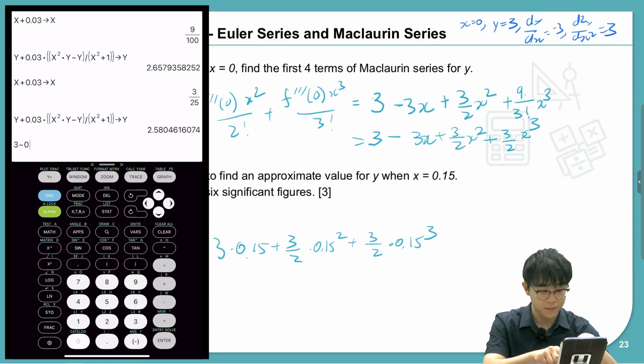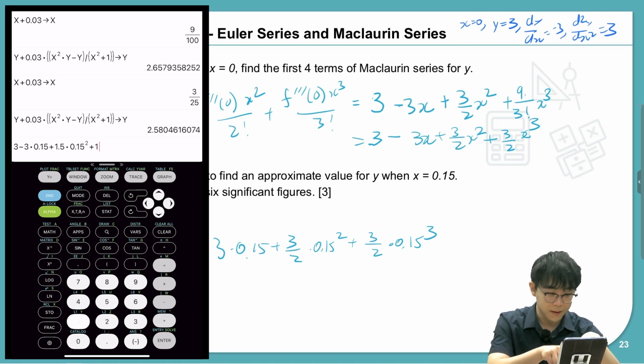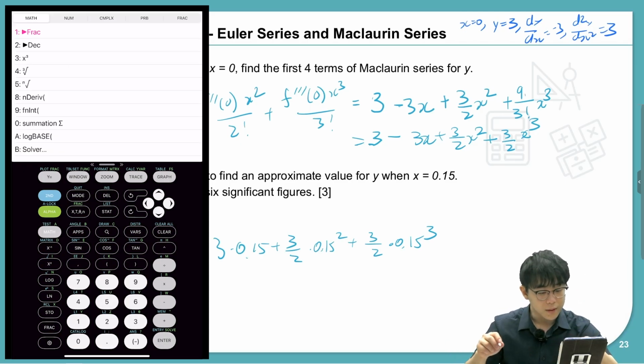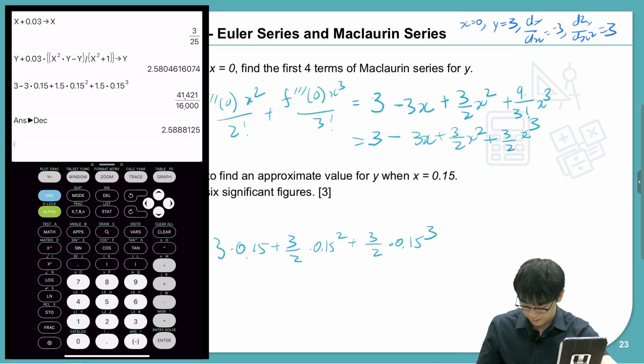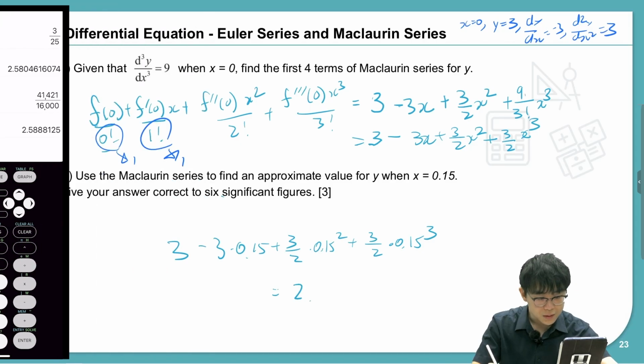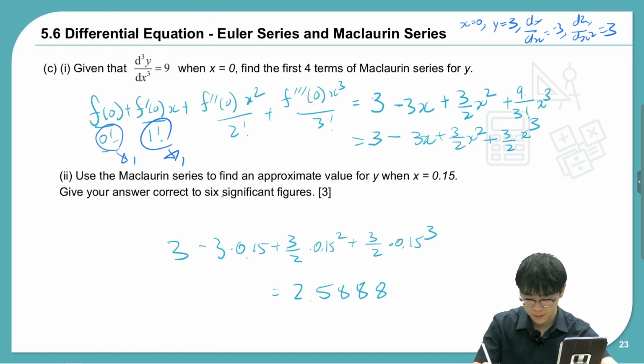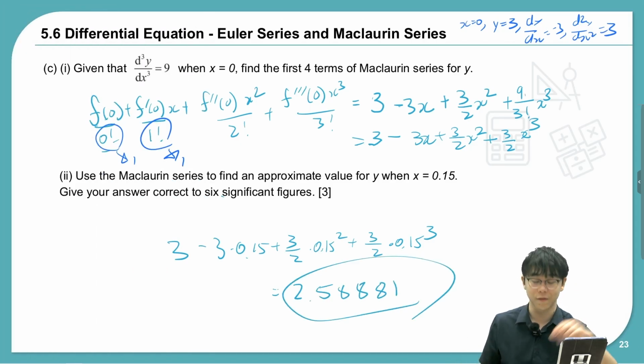3 minus 3 times 0.15 plus 1.5 times 0.15 squared plus 1.5 times 0.15 cubed. So if we convert that to decimals, that's going to be 2.588125. And we want 6 significant figures, so 2.58881 would be the 6 significant figures we're going for. Okay, so that's another way.